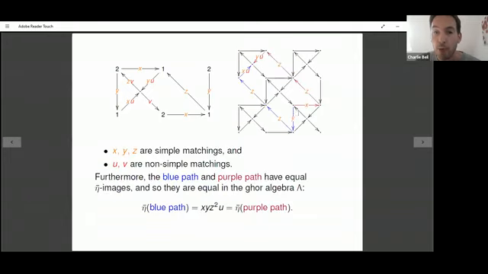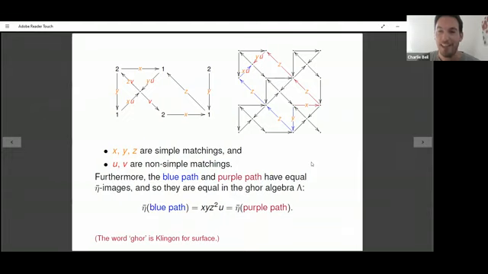And now if we go back to this example with the blue and the purple path, if you follow the blue path, now you have Y times Z times Z times XU. That's equal to X times Z times Z times YU. So they have equal eta bar images, which is X, Y, Z squared U. So their eta bar images are equal. And so in the core algebra, just like we had before, the blue and purple paths are equal. They're not equal in the dimer algebra, but they're equal in the core algebra.